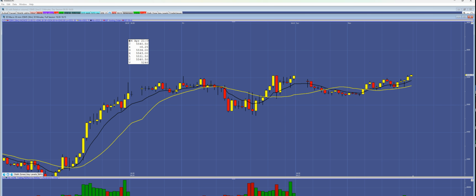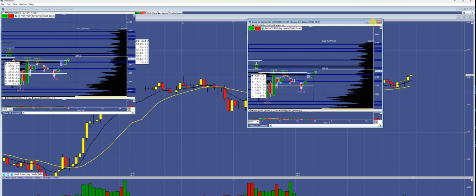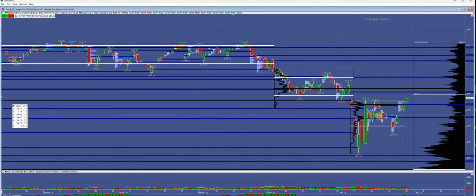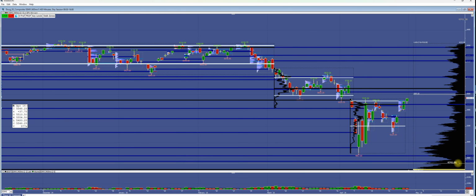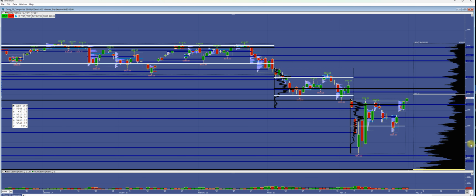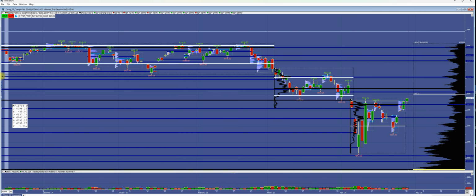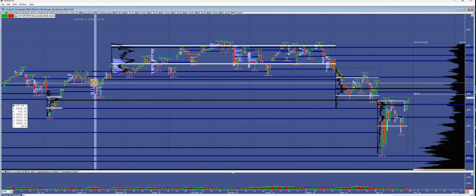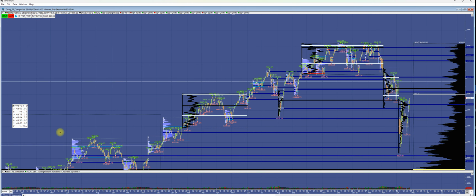All right, let's take a look at the macro view on my composite. This is where I draw my micro composites. This is a composite. And what I'm doing is looking to see where they were trying to hold value before falling out of balance, where they found balance, and then when they had price acceptance before they broke out of that balance. So we had this long upward trend.